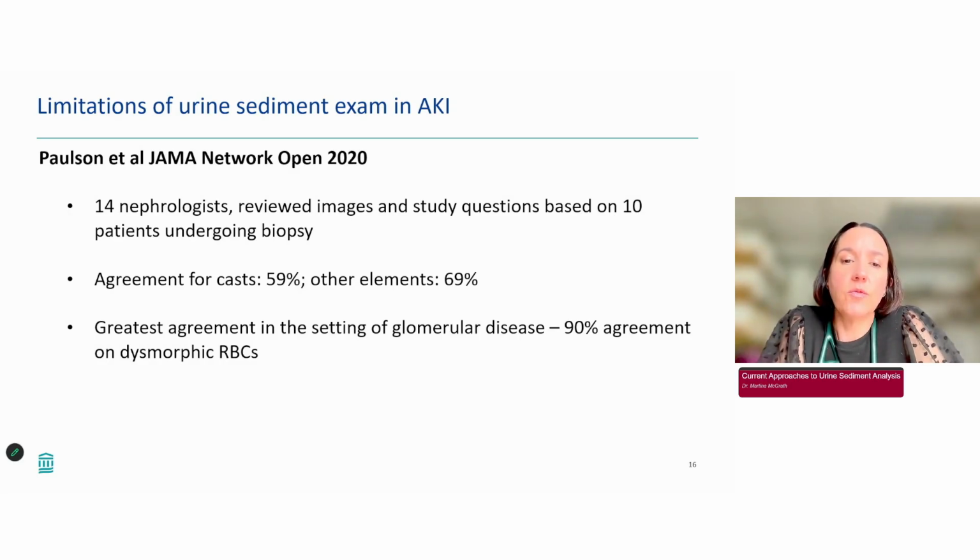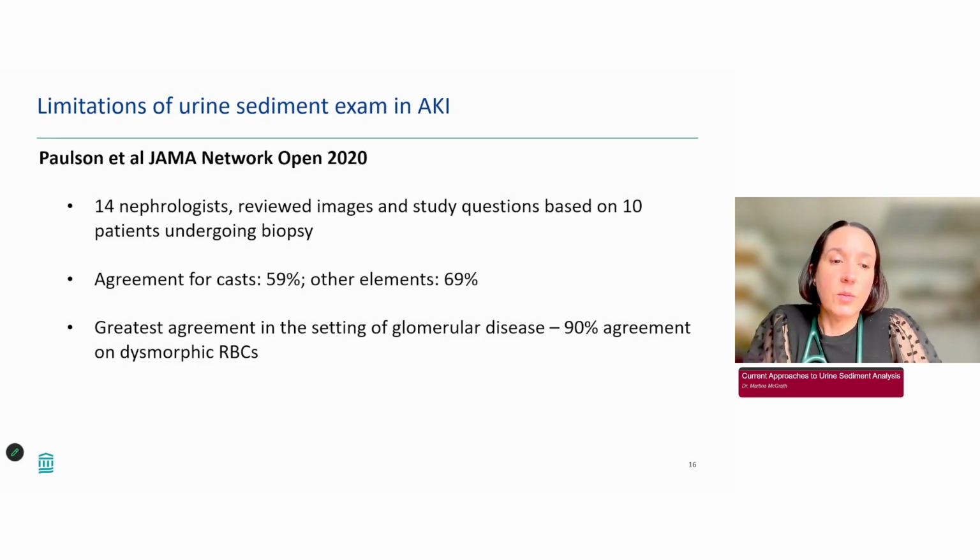However, the greatest agreement was in the setting of glomerular disease, where there was more than 90% agreement on dysmorphic red cells. So these were 14 nephrologists who were considered skilled in urinalysis. And again, even in this group, the level of agreement was relatively low, highlighting the issues with using urine sediment for diagnostic purposes.